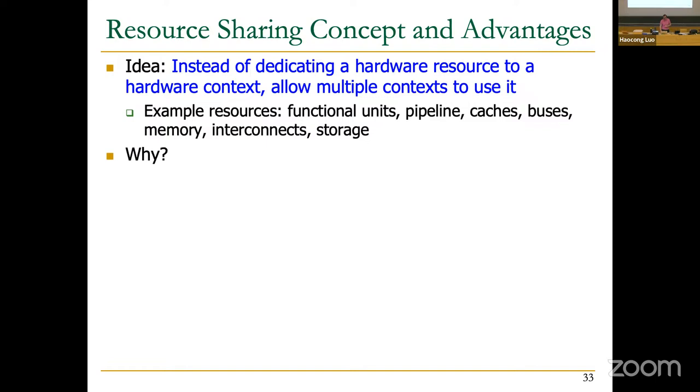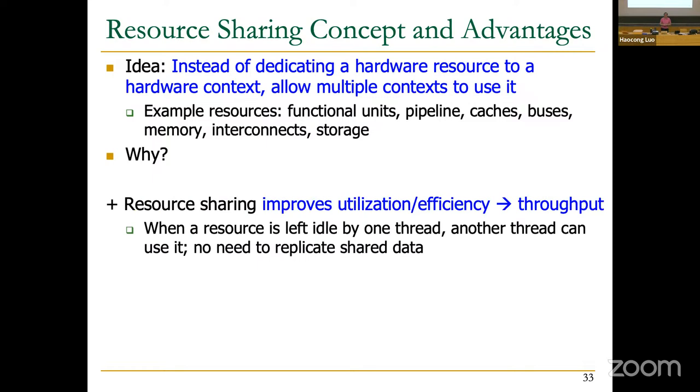So what is the benefit of resource sharing? Why do we share resources? Because it improves utilization and efficiency. That leads to higher throughput, higher performance. Why? Because when a resource is left idle by one thread, another thread can use it. Right? And also there's no need to replicate shared data. These are two different things, actually. I've given you the example of instruction versus data caches yesterday, right? If you actually partition them, it's the same example, basically.